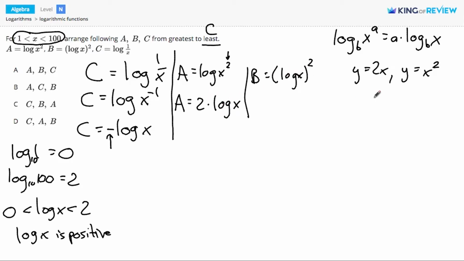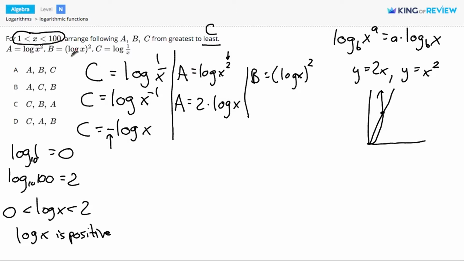If we were to start graphing these, we know y equals 2x is a straight line, and y equals x squared is a parabola. At first, the line is higher than the parabola, but at a certain point, the parabola starts taking off, and x squared gets bigger. But where exactly does x squared cross this line? Does it cross it in the middle of the interval we're working with, or not?